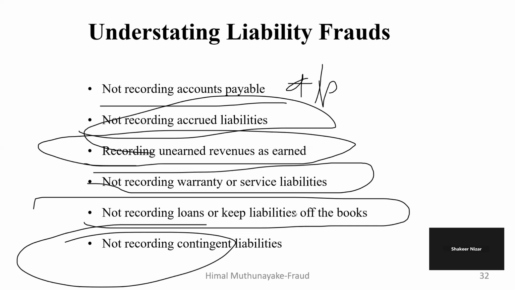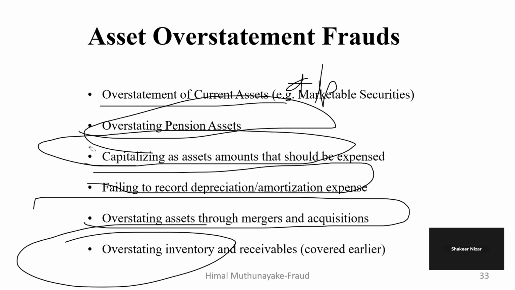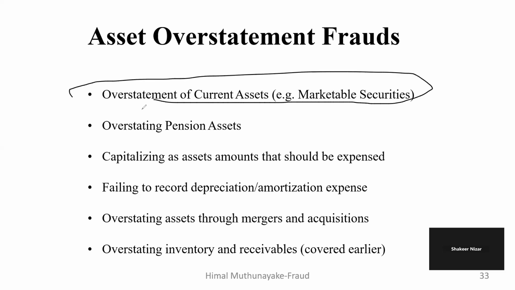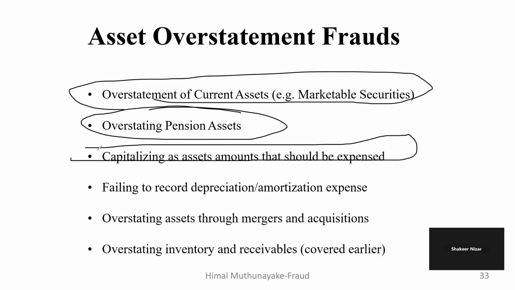Those are the things. Then we have asset overstatement fraud: overstatement of current assets, marketable securities, overstating pension assets, capitalizing amounts that should be expensed, failing to record depreciation and amortization, overstating assets through mergers and acquisitions, and overstating inventory and receivables, covered earlier.